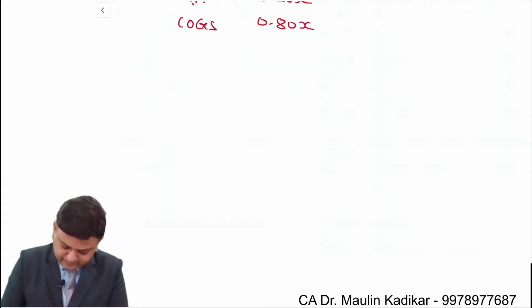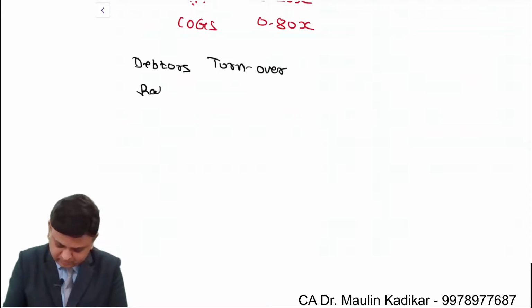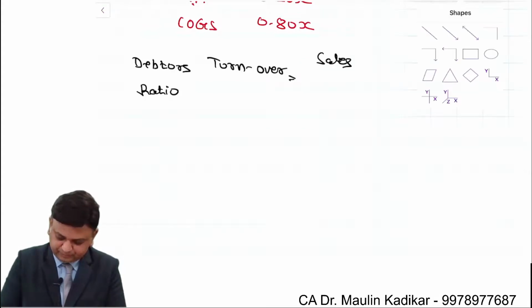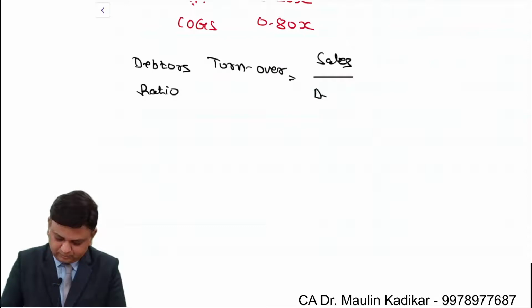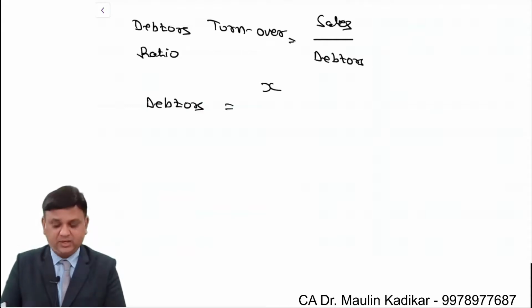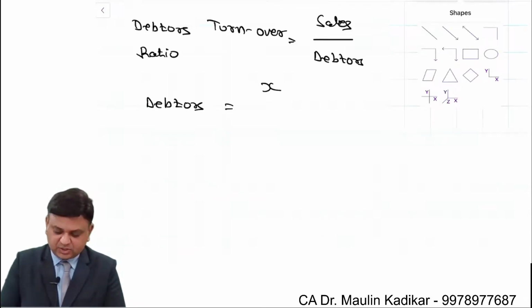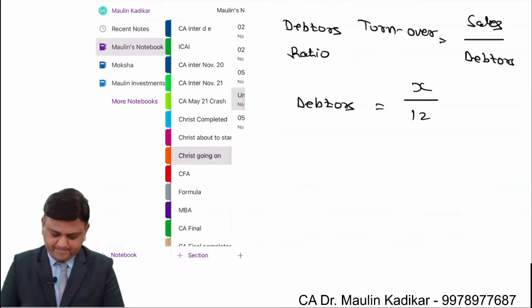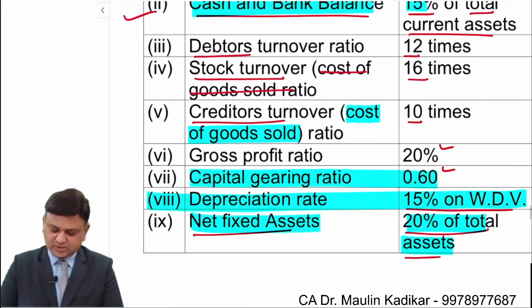Now, debtors turnover ratio is equal to sales upon debtors. So debtors is equal to sales X divided by the debtors turnover ratio. What is the debtors turnover ratio in the question? It is 12. You can see that the debtors turnover ratio is given as 12.